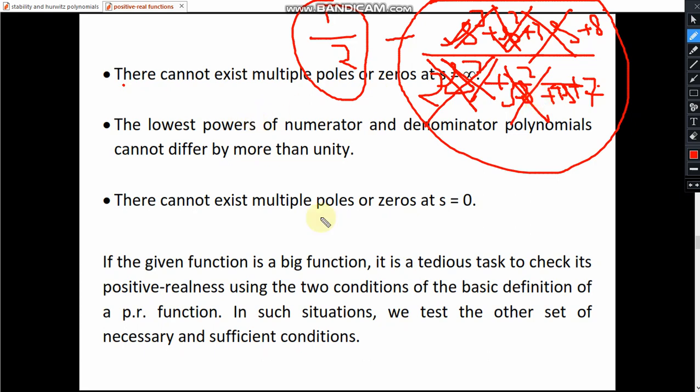Similarly, lowest power, if suppose here the lowest power is 0, here also lowest power is 0, so at s equals to 0, this will become 8 by 7. So 8 by 7 means there is neither a pole nor a zero at s equals to 0 at the origin. But suppose this is absent, then s can be taken as common. What does that mean? There is a 0 at s equals to 0. If suppose this is also absent, then s square can be taken as common, then two zeros at the origin.